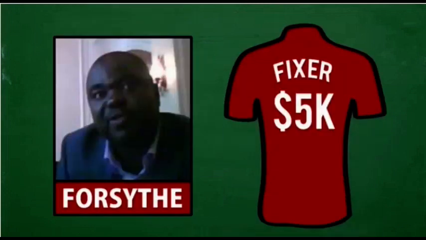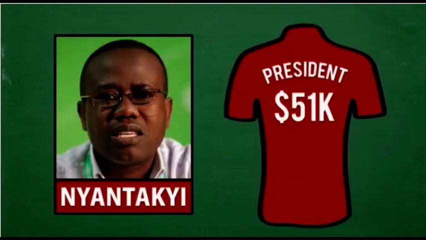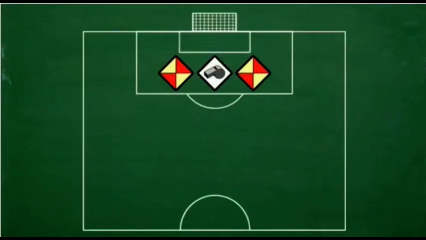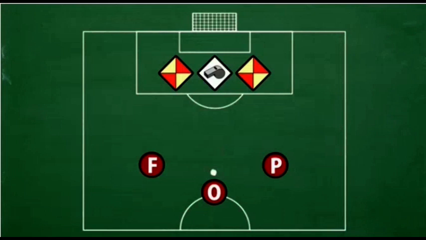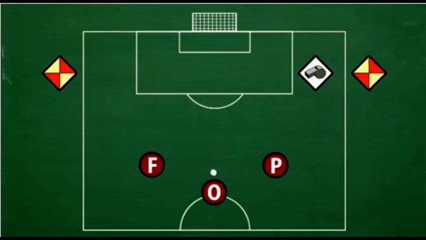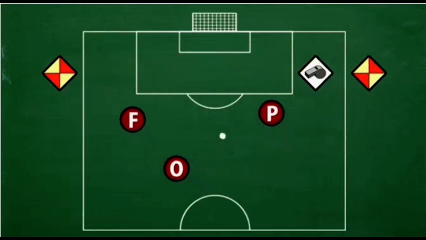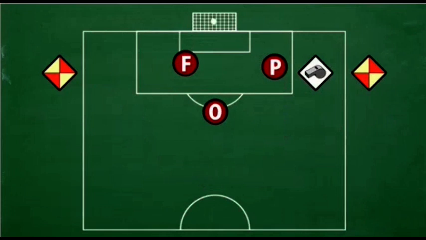You should expect your fixer to take at least $5,000 US. The market price for an FA president and his four-man committee would be $51,000, while putting on the game and paying match officials will set you back between $170,000 and $200,000. For the right price, nothing will stand in the way of your goals. You can use match officials to push the odds in your favor with added time, penalties, or general bias. Just don't get caught.